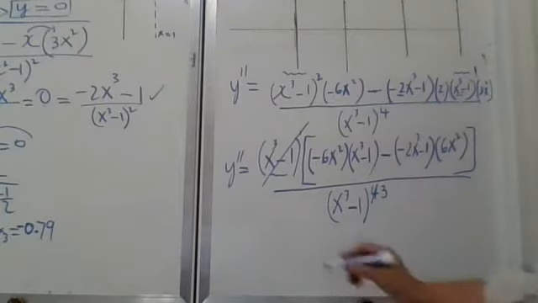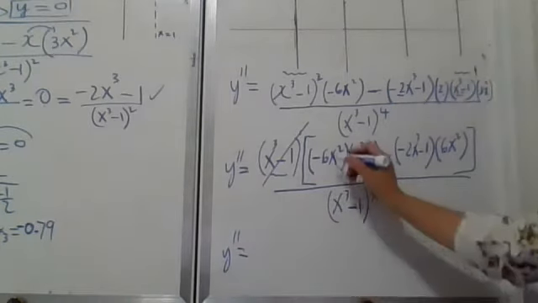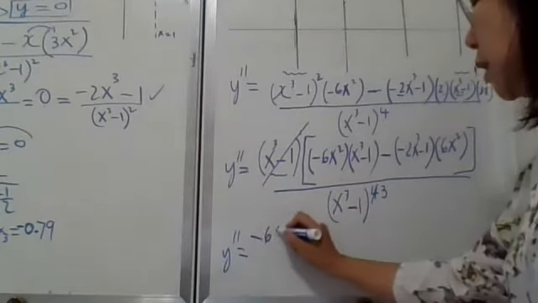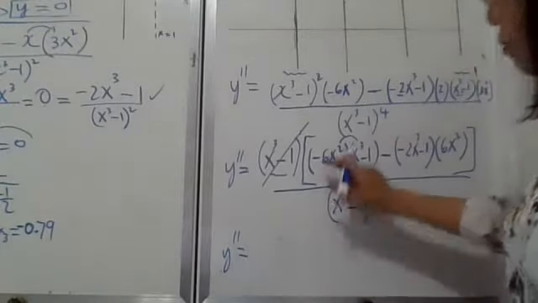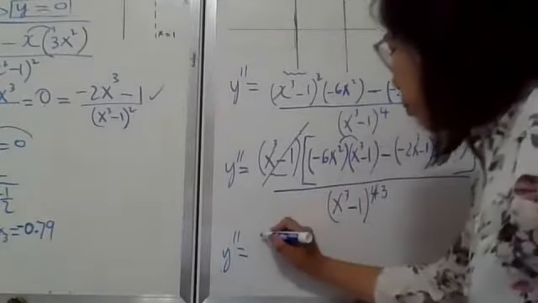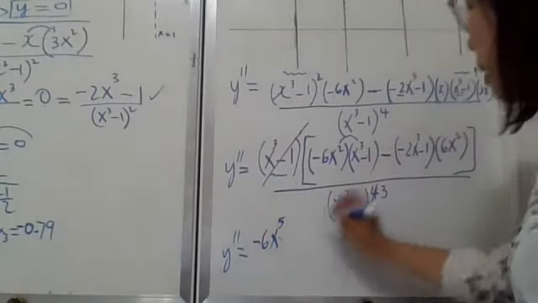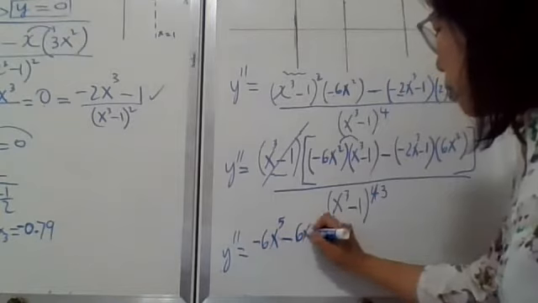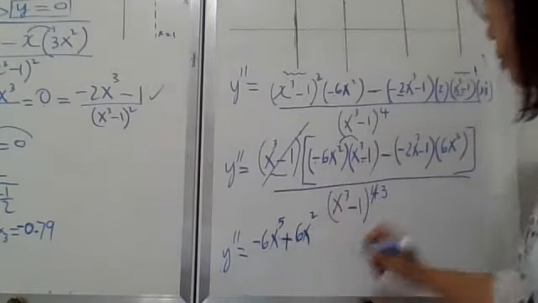And this is gone. So at this time, simplify one more. We have minus 6x squared. Let's multiply through, okay? So minus 6 times x will become minus 6x to the power 5 minus 6x squared. And minus times minus is plus.